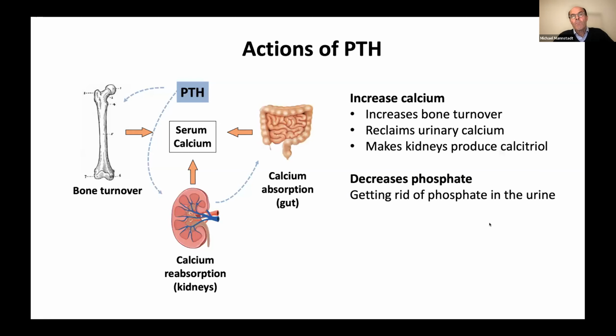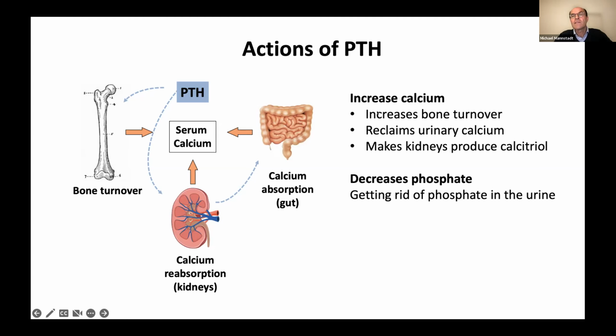And PTH action have been reviewed by previous speakers already. So I want to remind you that PTH does a lot of things. Its main action, and we talk mostly about it, is increasing serum calcium. And it does it through 3 different mechanisms: on the bone, on the kidneys, and indirectly on the gut.